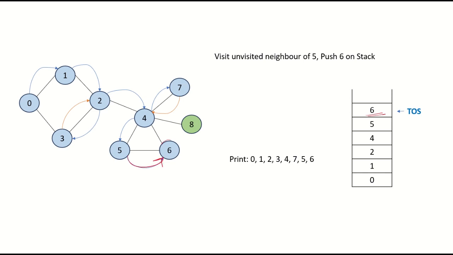Now when we reach 6, we see that there is no unvisited neighbor. That means we have to backtrack, and for backtracking we pop 6 from the stack and go back to 5. So 5 is on top of the stack. Now again we check the unvisited neighbors of 5 and find that there are none. So we have to do further backtracking, pop 5 also, and go back to 4.